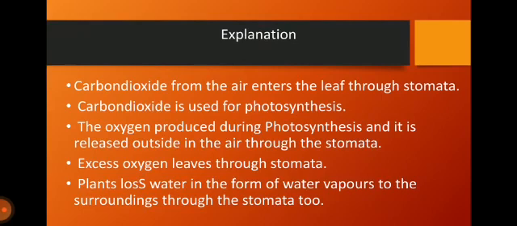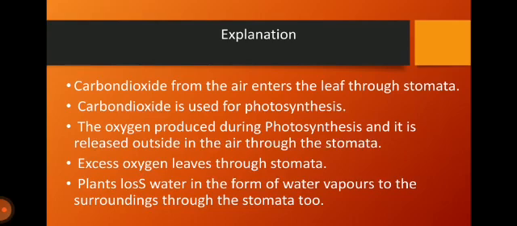Now here, see that carbon dioxide gas from the air enters the leaf through the stomata. Carbon dioxide gas is used for photosynthesis, and oxygen is produced during photosynthesis, and the excess oxygen is released outside into the air through stomata. Plants also lose water in the form of water vapors.